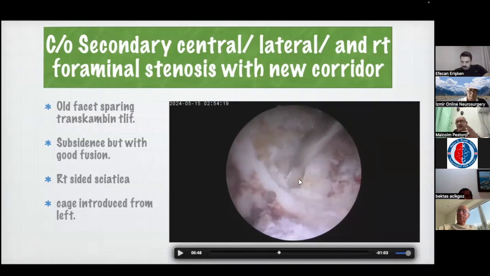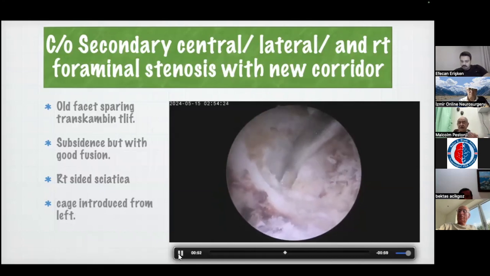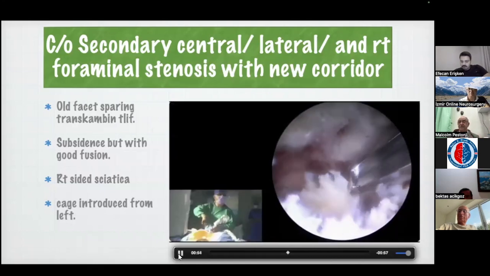Now, I had done this fusion on the basis of what? On the basis of the OLIF surgery. That if I put in a large cage, if I fix posteriorly, the flavum hypertrophy will disappear. But it didn't happen. Somehow it didn't happen in this patient. So now I need to do the central stenosis release. I need to do the foraminal release.